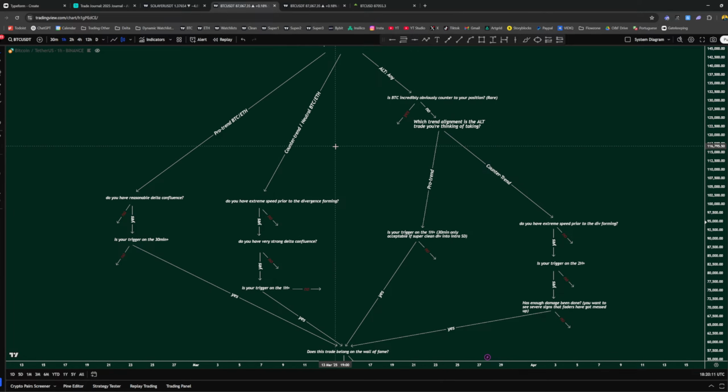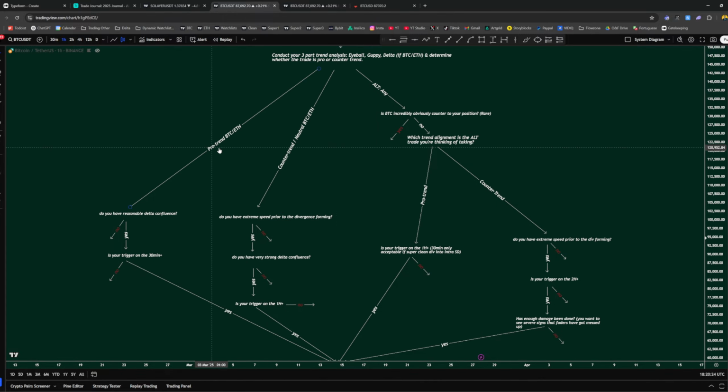So counter trend, BTC and ETH, do you have extreme speed prior to the divergence forming, right? So we have another level in here that we didn't have here. Extreme speed is necessary when counter, okay? So again, pro trend, you have more probabilities, counter, you have less. As a result, you have to increase your stringency. That's what I'm doing here, just adding another level of stringency.